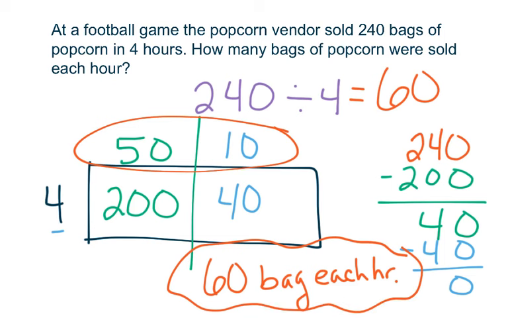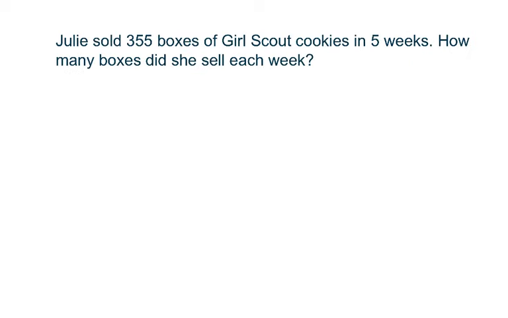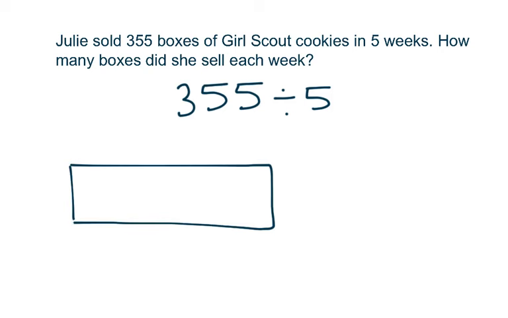All right, let's take a look at one last problem. Julie sold 355 boxes of Girl Scout cookies in 5 weeks. How many boxes did she sell each week? Go ahead and set up your problem and solve using your area model for division. To set this problem up, we'd have 355 divided by 5. I draw my rectangle, place my 5 on one side, and then I'd take my 355 and place it off to the side. That's my total, and I'm going to have to take pieces away from that total.